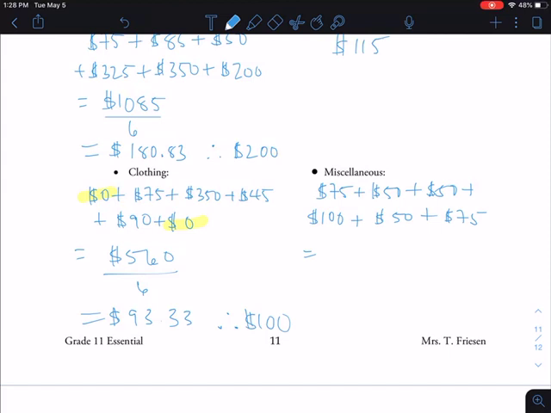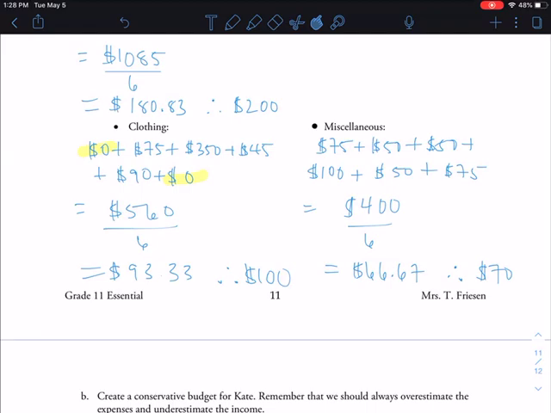And last category is miscellaneous. So that's all that random stuff that we were talking about before that you just need to buy sometimes. And when we divide that by 6, we're going to get $66.67 per month. And so I'm just going to round that up to 70. Okay, perfect. So that's all of our monthly averages, and we're going to use those numbers on the next page here.